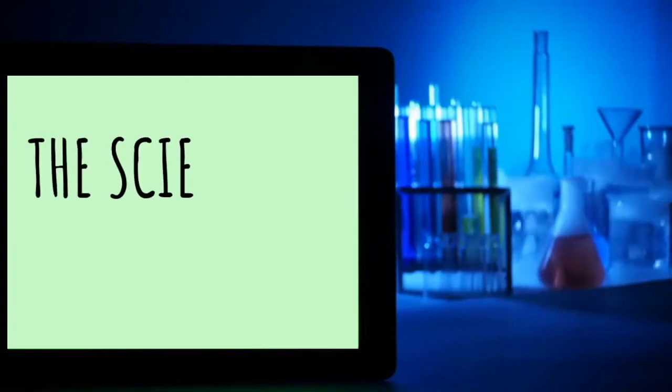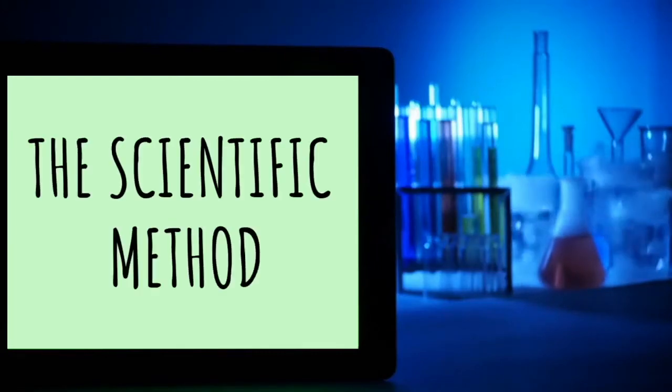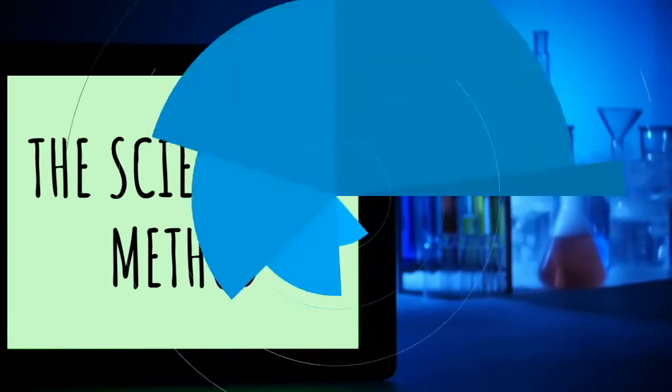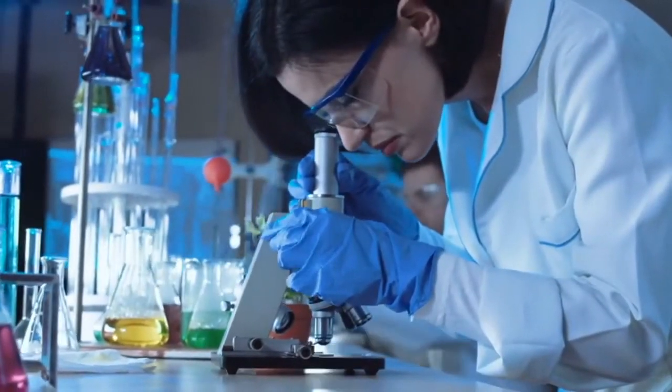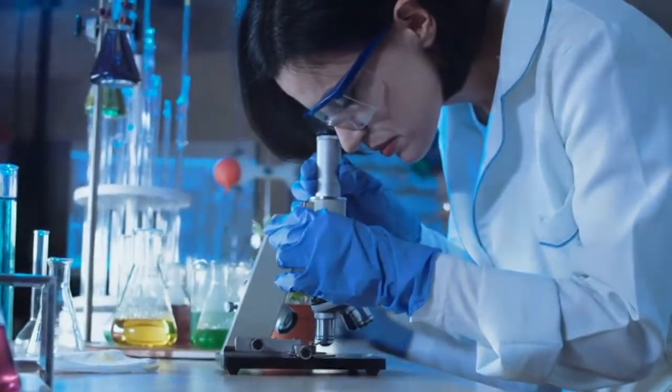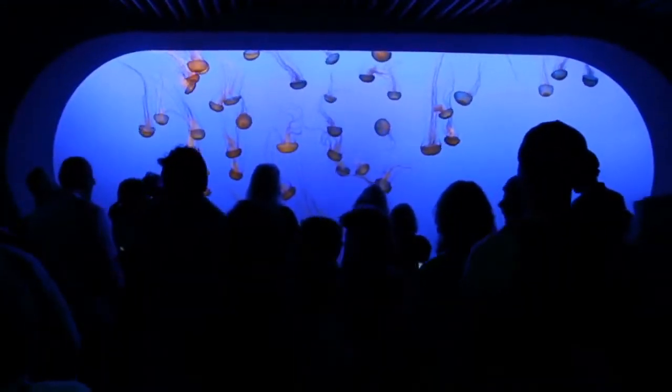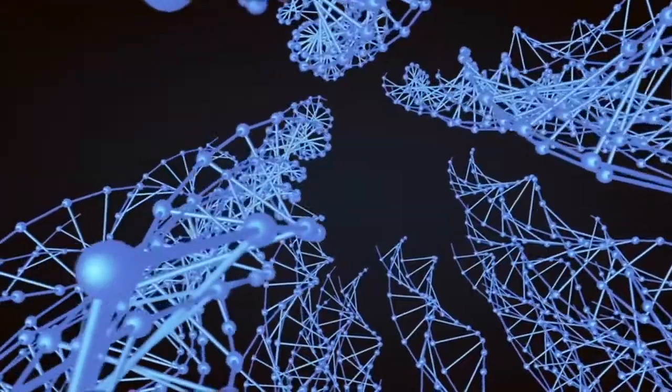The scientific method. How do we know what is scientific and what isn't? Well, scientists use something known as the scientific method. What they discover using this method is then considered scientific.